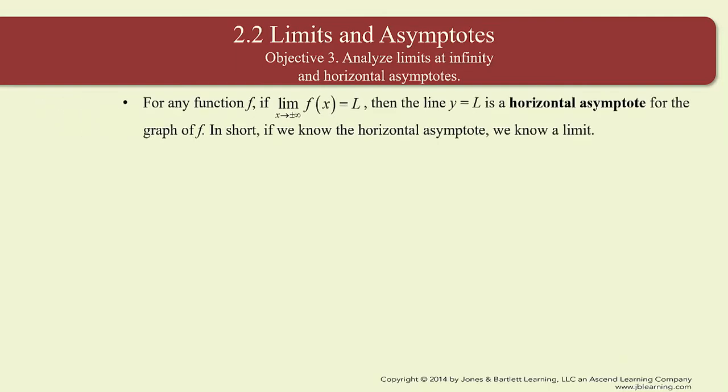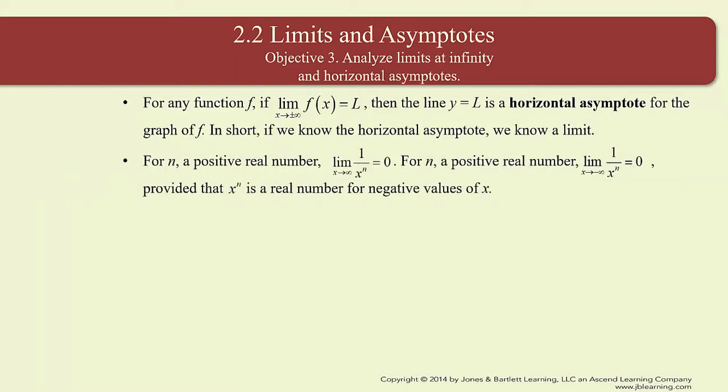All right, as we saw in that last example, the line y equals 1 was a horizontal asymptote. And the horizontal asymptote was key in helping us determine those limits. So for any function f, if the limit as x heads off to infinity or negative infinity of f of x equals L, then we say y equals L is a horizontal asymptote for the graph of f. So let's turn that around. In short, if we know a horizontal asymptote, we're going to know one of these limits at infinity. So knowing horizontal asymptotes will be key for us.